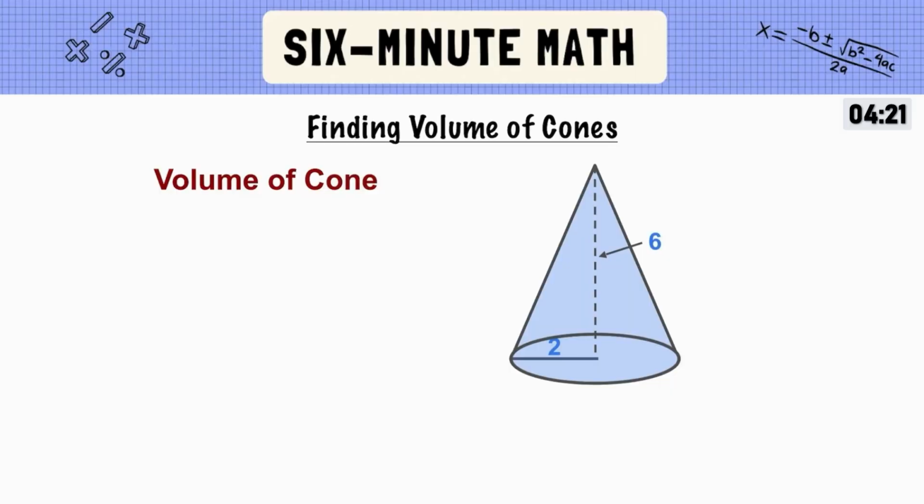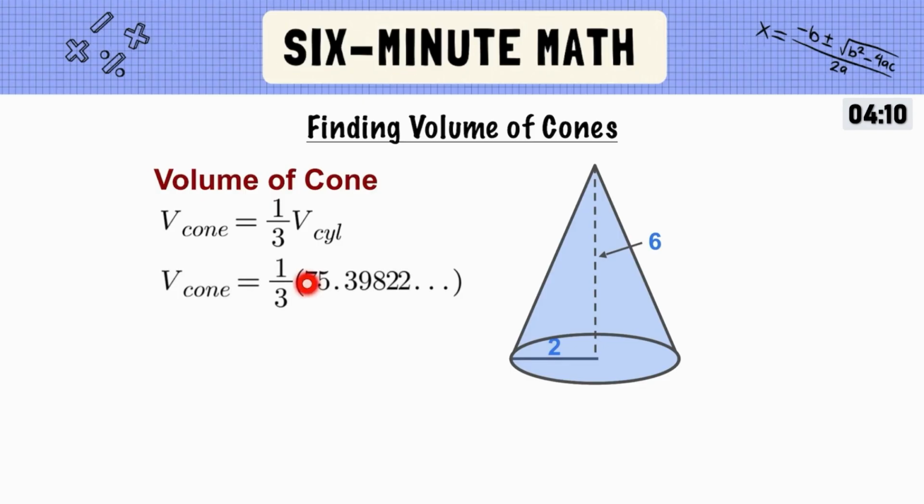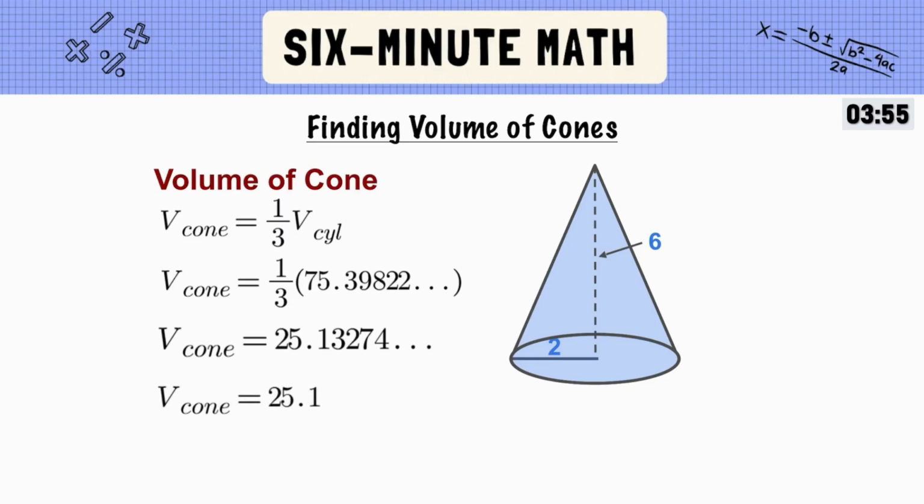To find the volume of a cone, what I'm going to do is take that volume of a cylinder and multiply it by 1/3. So our volume of the cylinder was 75.39822. I multiply that by 1/3, giving us the volume of a cone of 25.13274. Or if I round it, 25.1.